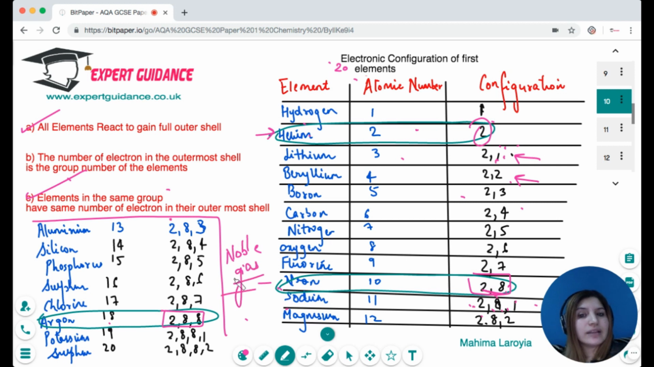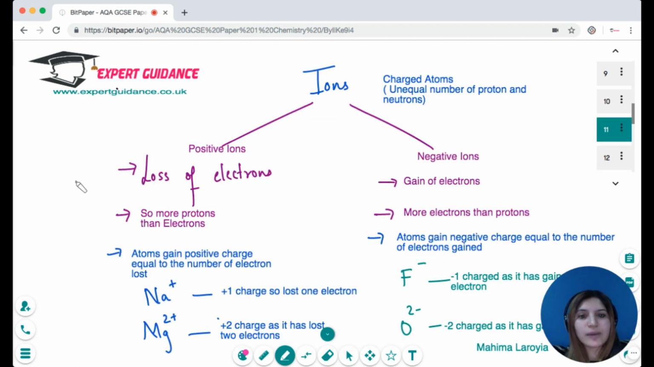To react and be stable, sodium has to lose 1 electron so that it can get a full outer shell configuration. On the other hand, chlorine has to gain 1 electron in order to get a full electronic configuration. So this is how we analyze the electronic configuration, and these are all the pieces of information we can get from that. Okay, so I hope it is clear to you.